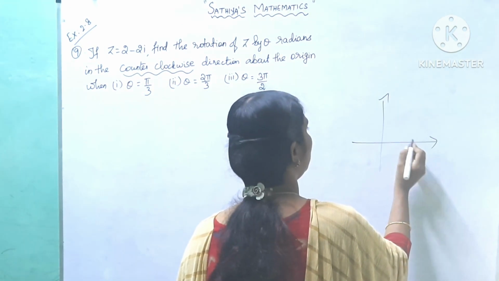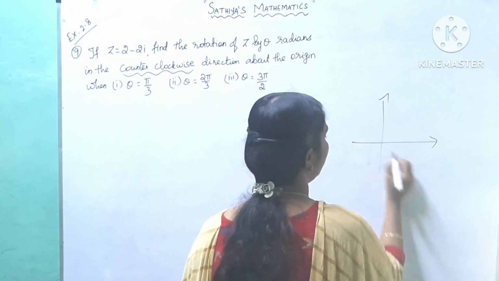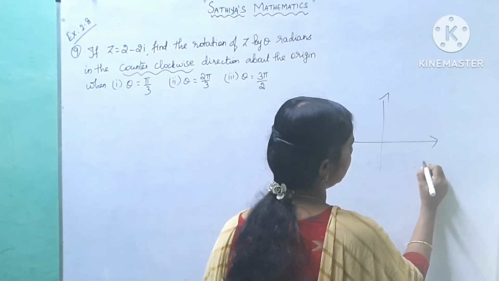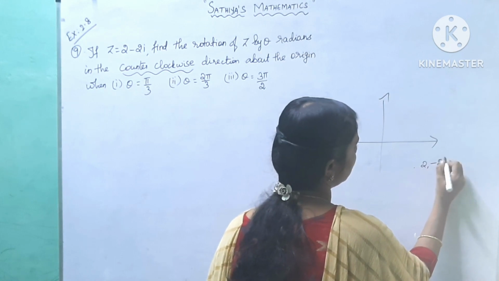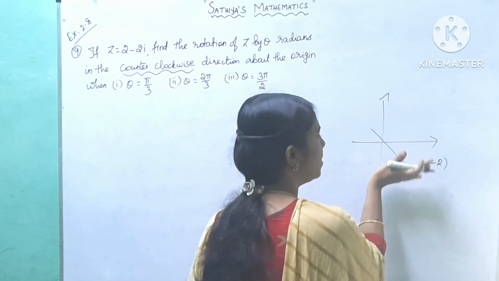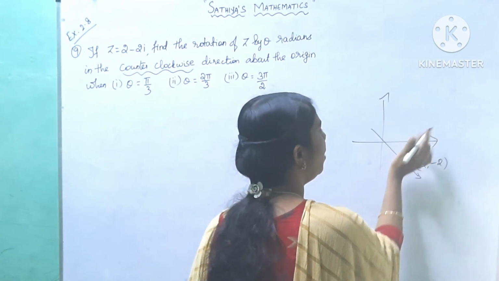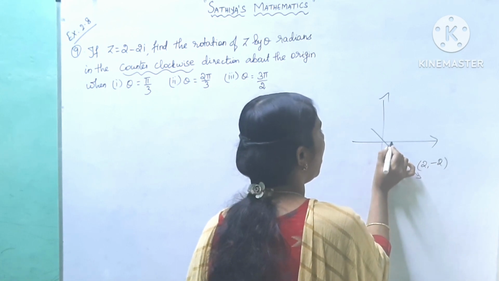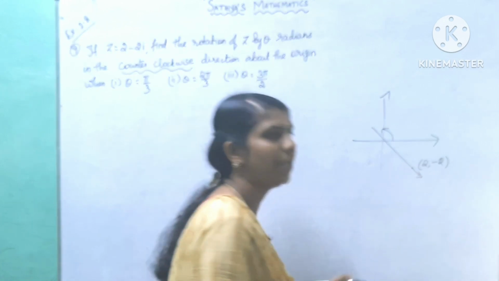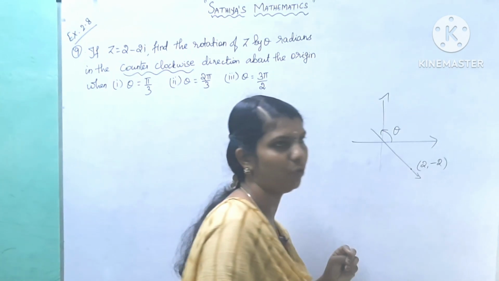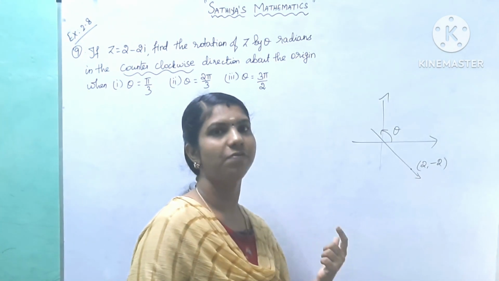Z is equal to 2 minus 2i is given. 2 minus 2i will definitely be in the fourth quadrant. X distance is 2 and y distance is minus 2. So we have the point z in the fourth quadrant. Now we are rotating the point z about the origin in the anti-clockwise direction. When we rotate by theta radians in the anti-clockwise direction, they are asking what is the rotation of z.